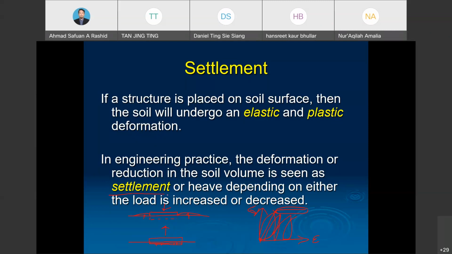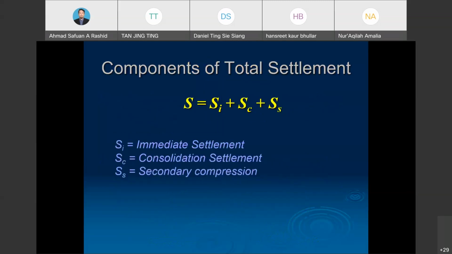So in this topic, we discuss more on settlement. However, we do not discuss heaving because heaving is not really a big issue in construction. So the components of total settlement: we have three components here. The first one is the immediate settlement. Then we have the consolidation settlement.